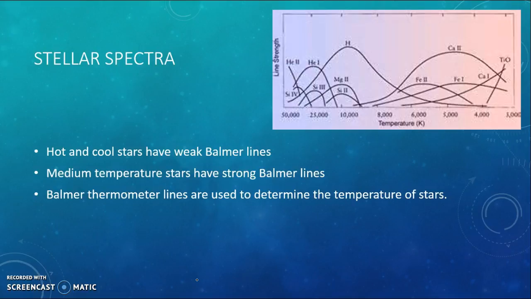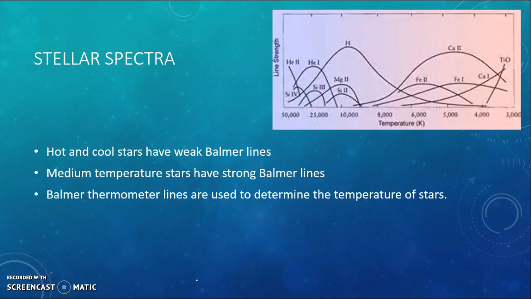So the reason why the cooler stars won't be able to be detected is because they have few violent collisions. They don't have a lot of excited atoms. They have most of their atoms in the ground state. And if they're in the ground state, they can't absorb photons so that they get excited.